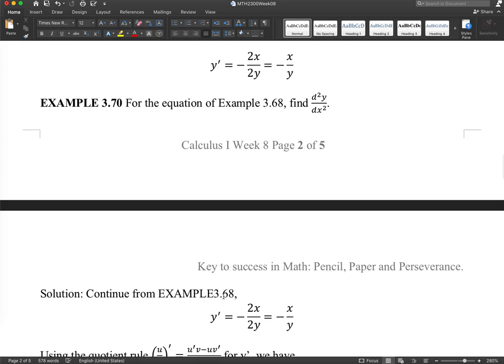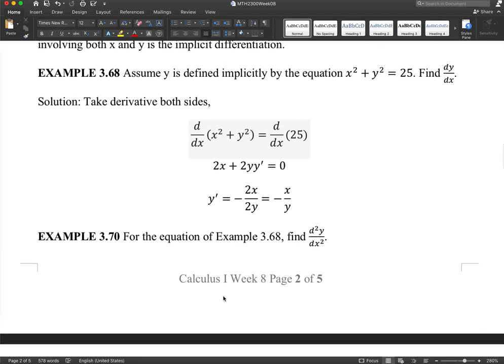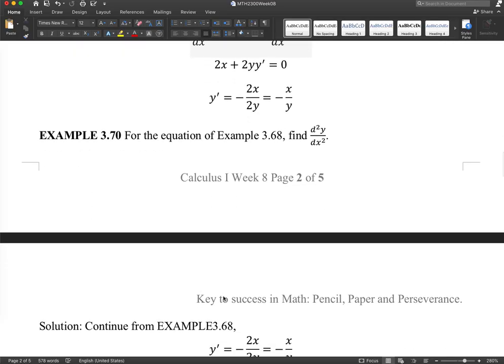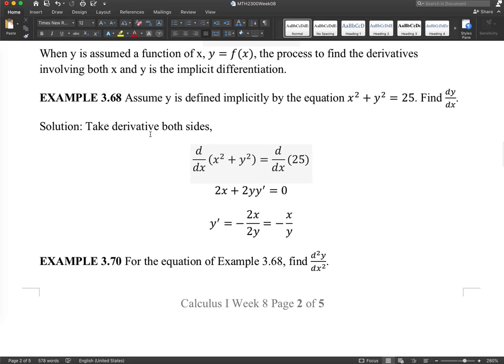That is about implicit differentiation. I'm just going to continue because the next example is still related. Example 3.70, it is also from the textbook. It is really the continuation from example 3.68 we just did. And remember, in 68, we calculated dy/dx. So in 70, we are asking for d²y/dx².